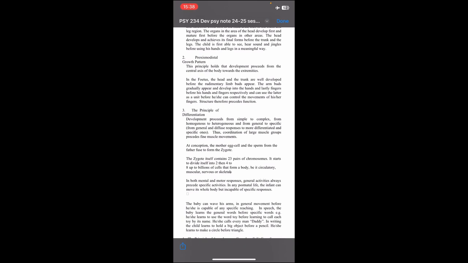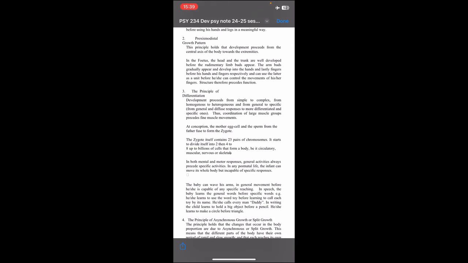And later you'd be able to use everything individually. So basically saying that humans, in this proximodistal style, structure therefore precedes function. Structure in the sense of, your arm is first built before you can then use it. And then after you've learned how to use it, it still takes a while before you can do fine motor movement. So basically structure before function.